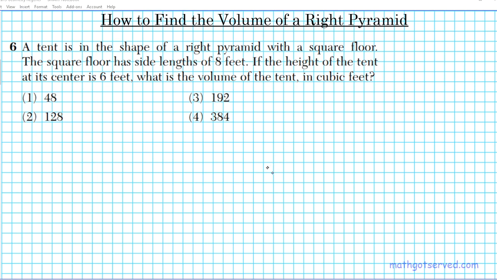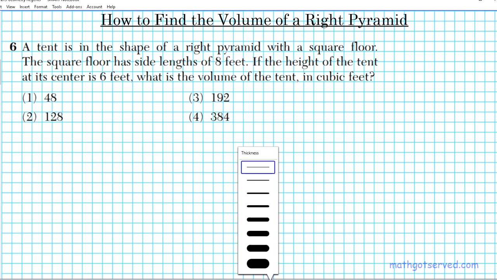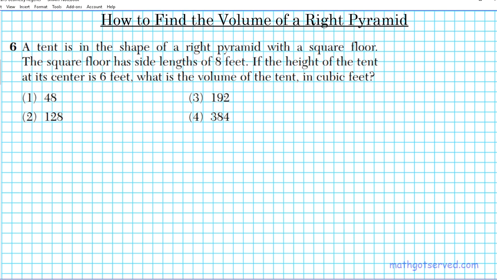cubic feet? Okay, so what are we looking at here? We're looking at a right pyramid with a square floor. So let's go ahead and sketch it. We're going to draw the sketch of a right pyramid, and then we'll look at the formula that we can use to calculate the volume, okay? So for a right pyramid, the altitude is basically right at the center of the square base.